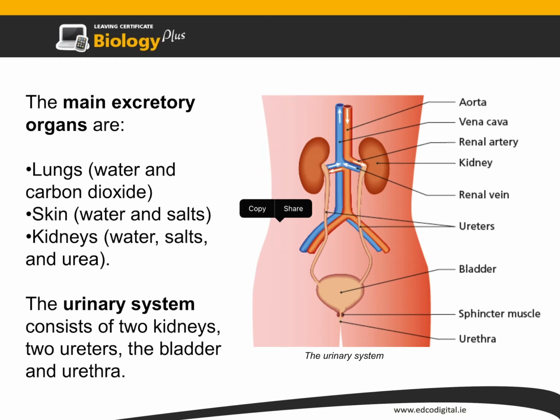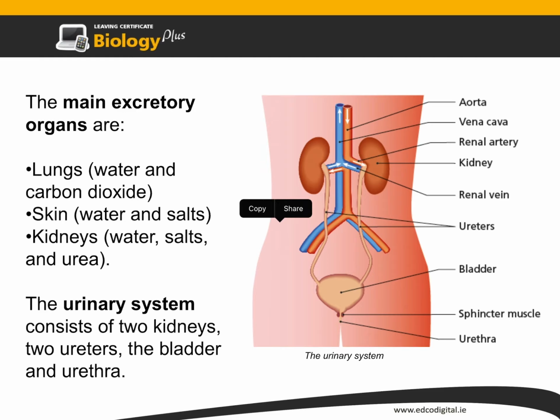Okay, so in this video I just wanted to run through the kidneys and the role that the kidneys have in excretion and in osmoregulation. So the main excretory organs are the lungs, the skin and the kidneys. Okay, the urinary system consists of 2 kidneys. Now, where in your body are the kidneys, if they asked you that? Well, they're towards the back of the abdomen.